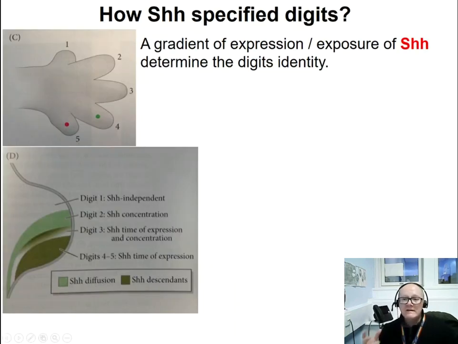How are the different digits established? Well, the different digits are established because of exposure or expression of SHH in different parts of the autopod that is driven by the ZPA. So the identity of the different digits depends on for how long the cell receives SHH or expresses SHH.